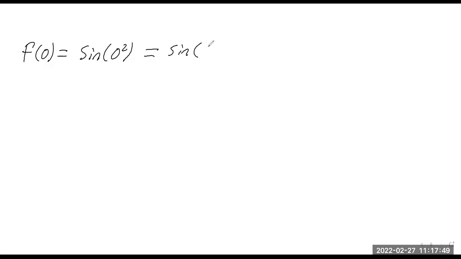Now, f at 0 is sine of 0 squared, but that's just sine at 0. We should know that that's just 0. If you don't believe me, plug it into your calculator. And just to let you know, please make sure that your calculator is in radians. For 0, it's not really going to cause you any issues. But for anything else I write down here, it's going to throw off your answers drastically if you're using degrees rather than radians.